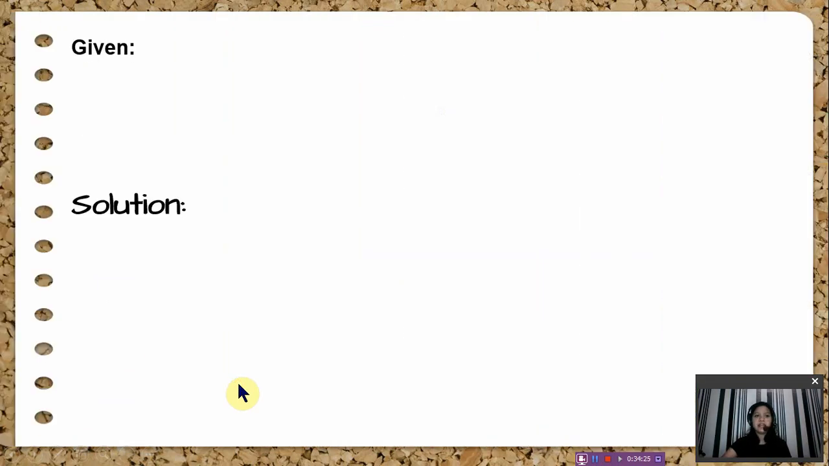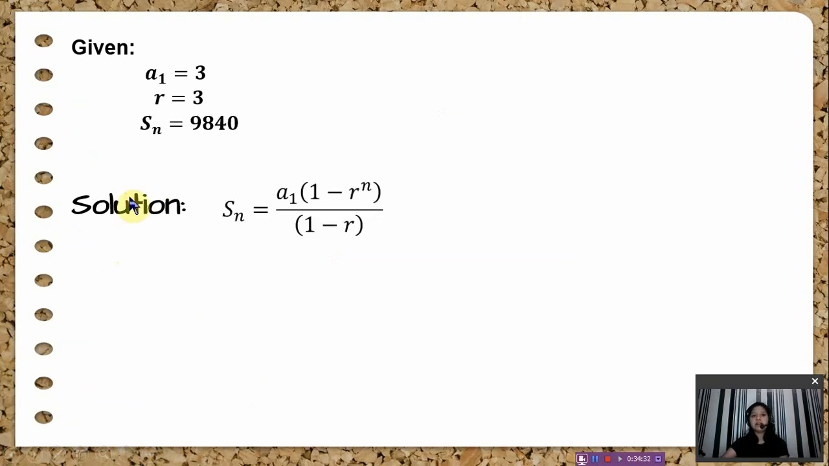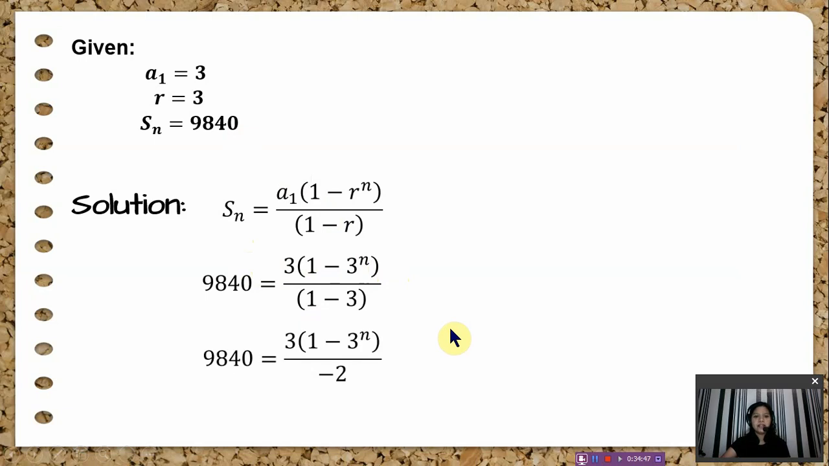Now, we need to find N. What we are looking for here is N, how many rounds of phone calls are needed. So, we will just substitute to the formula. We will have 9,840 is equal to 3 times 1 minus 3 raised to N over 1 minus 3. So, simplify, we will have 9,840 is equal to 3 times the quantity 1 minus 3 raised to N over negative 2.